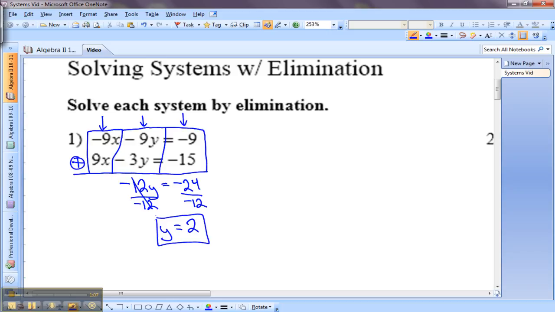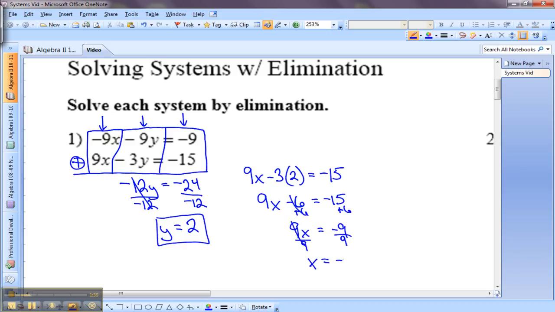To find the corresponding x value, we substitute that y value back into an equation. I'm going to use the second one. 9x minus 3 times 2 equals -15. And then simplifying, we get 9x minus 6 equals -15. Adding 6 to both sides, we see 9x is equal to -9. And finally, divide by 9, and we see that our x value is equal to -1.